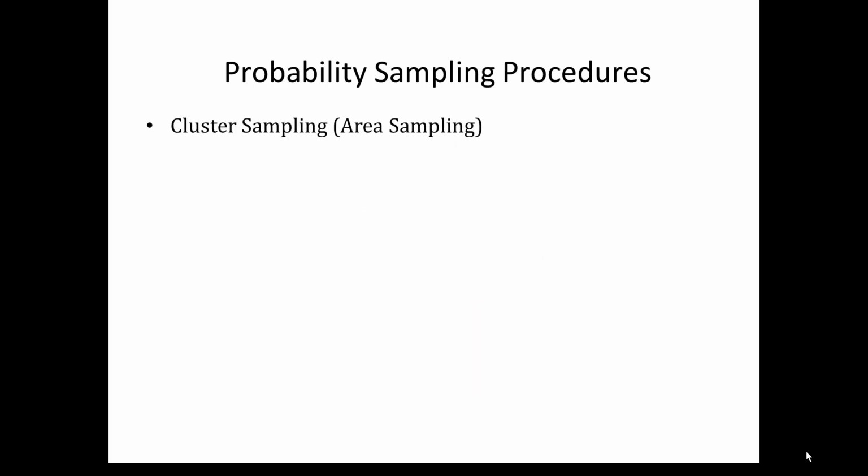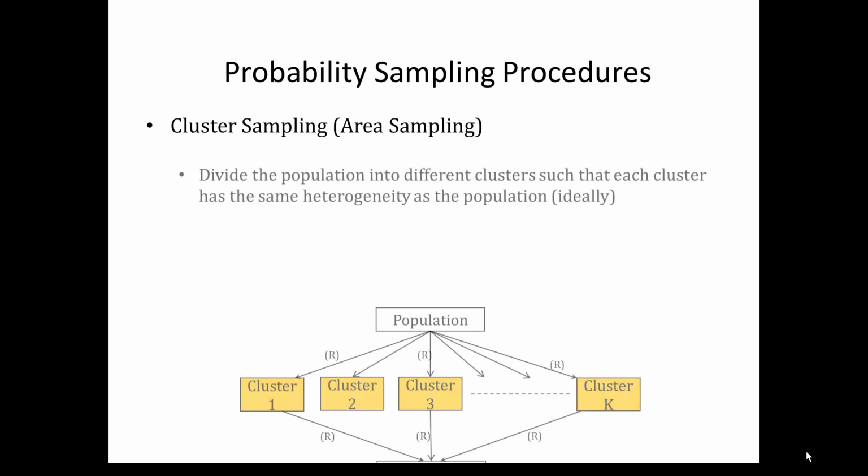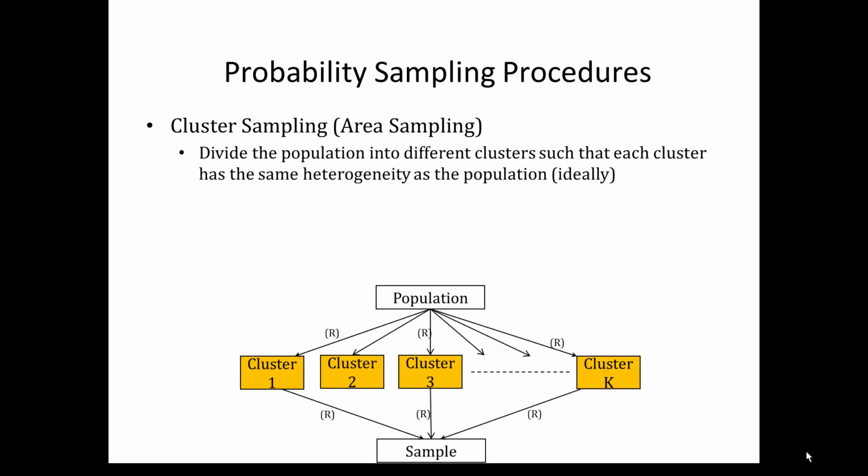The second advanced sampling procedure is cluster sampling, also sometimes called area sampling. It too is always used in conjunction with simple or systematic random sampling. Schematically, it can be represented as shown in this diagram.